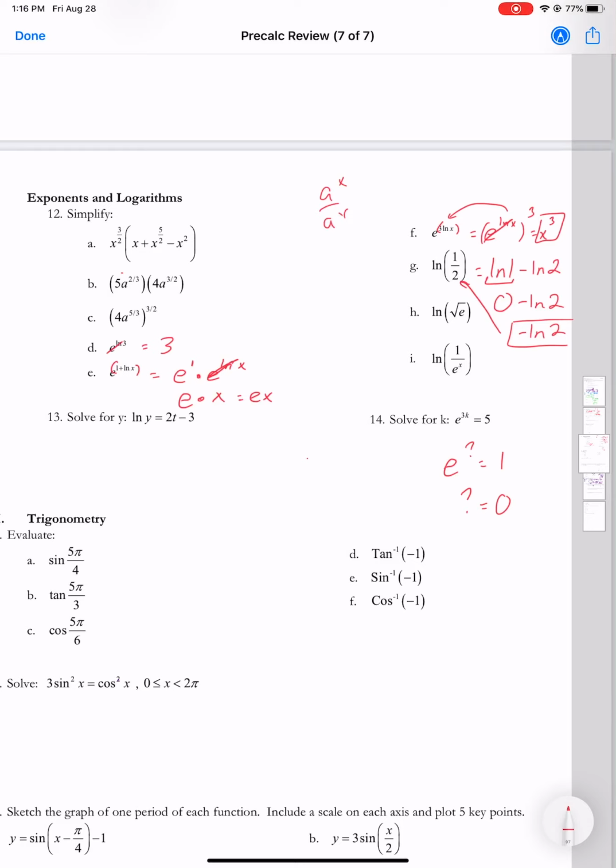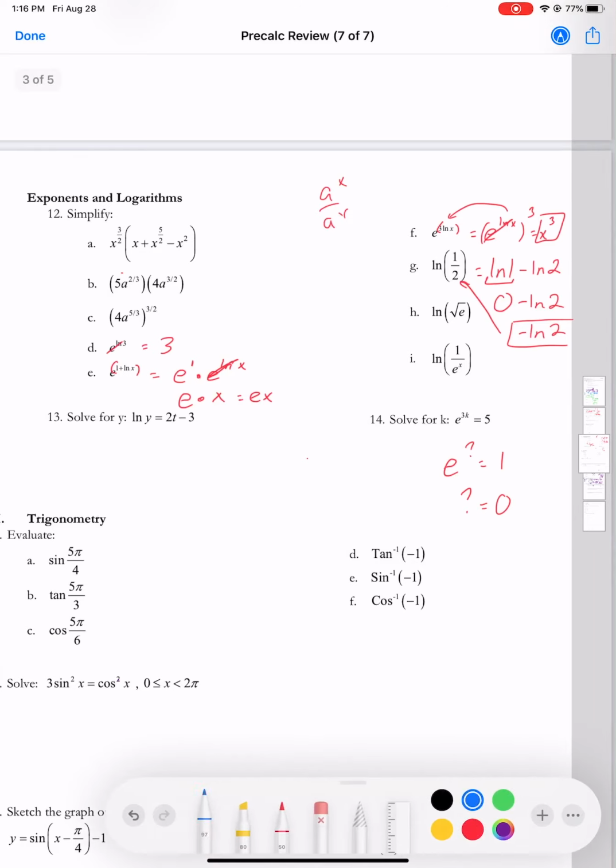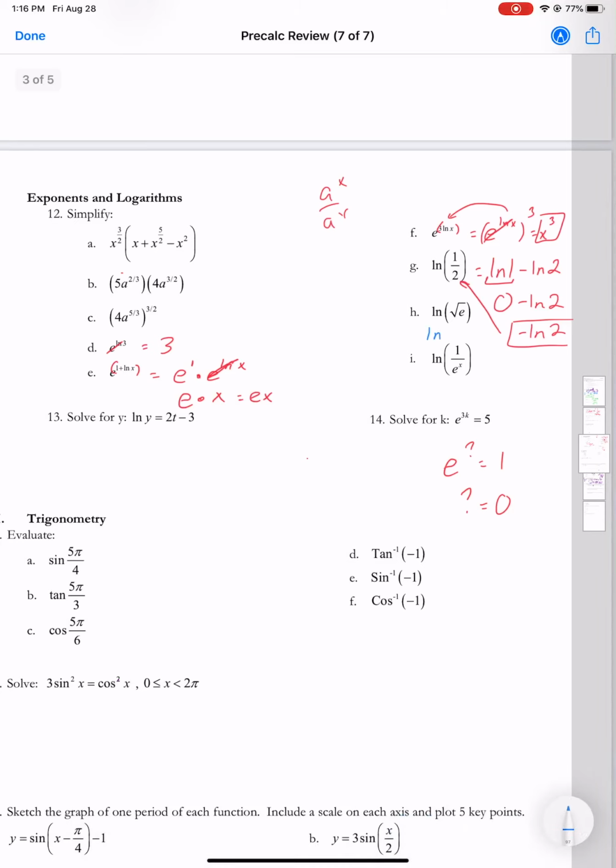I'm going to do H off to the other side in a different color, just so we don't get it mixed up. For part H, the natural log of the square root of e, there's a little bit of a trick we can do here. We can rewrite the square root. Instead of using a radical, I'm going to write that as the natural log of e to the 1/2 power. So instead of a square root, I just used a fraction exponent.